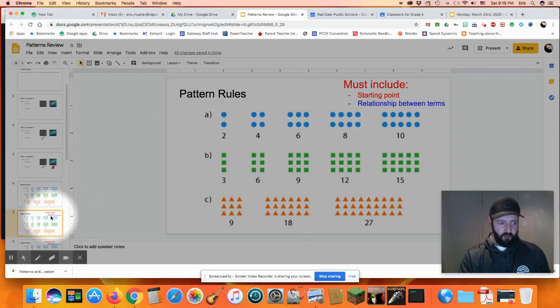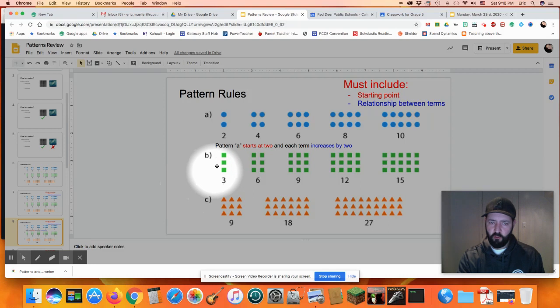So now that we have that terminology under our belt, let's see if we can figure out the pattern rule for pattern A here. The starting point for this is 2 dots. That's where the pattern begins. And the relationship between terms is that every term increases by 2. So if we were to write that out, this pattern rule would look like this: pattern A starts at 2. That's my starting point. And each term increases by 2. That's the relationship between the terms.